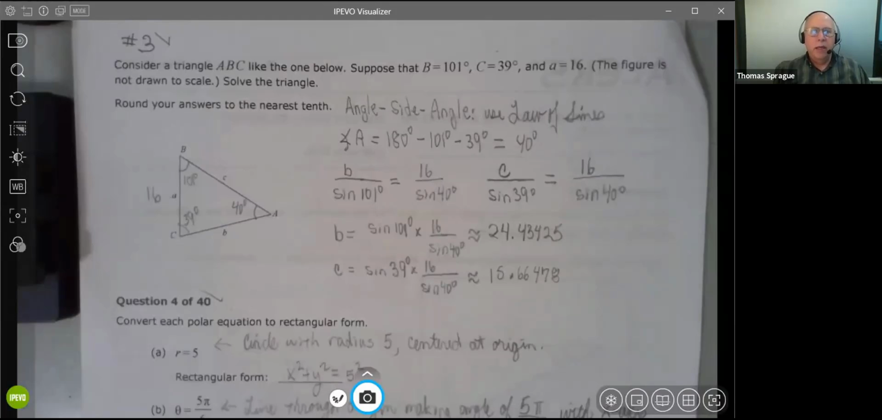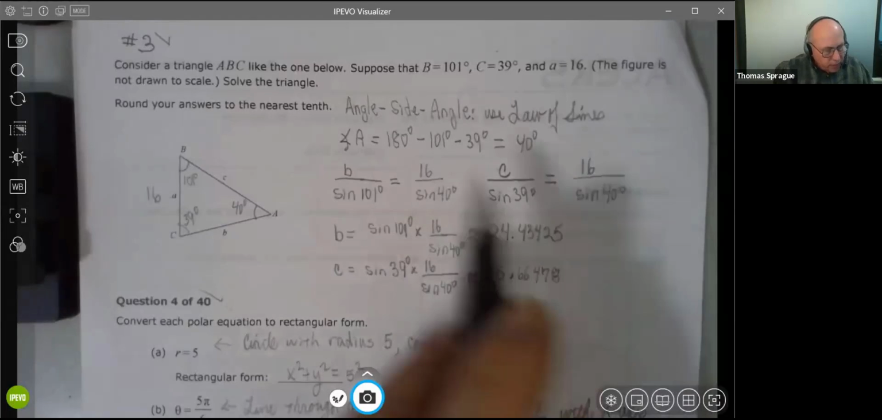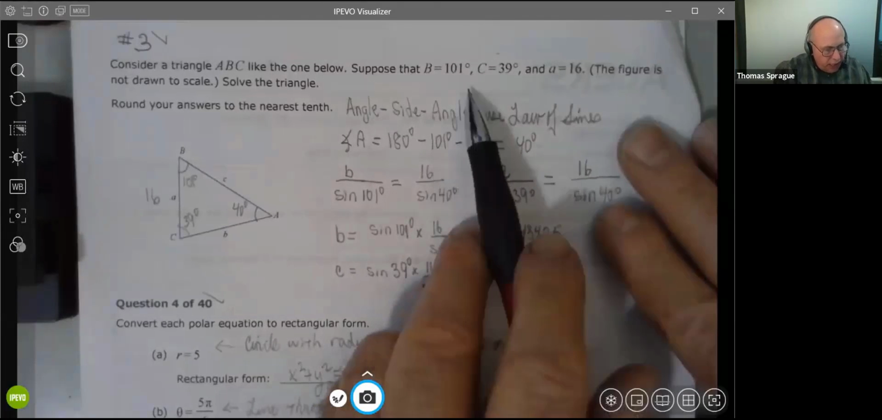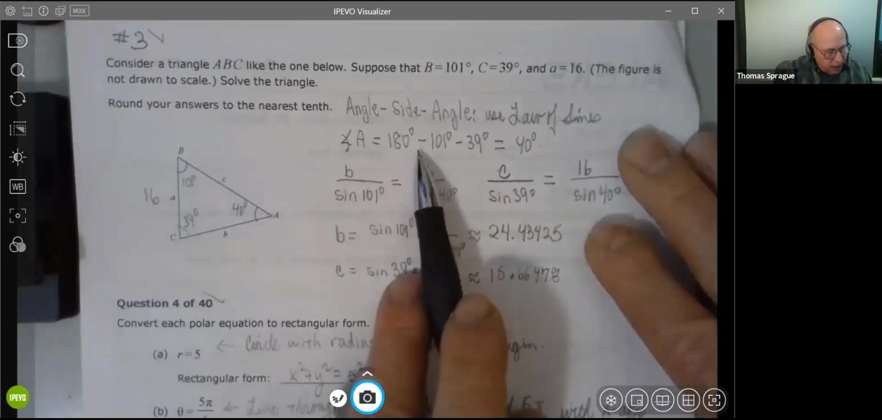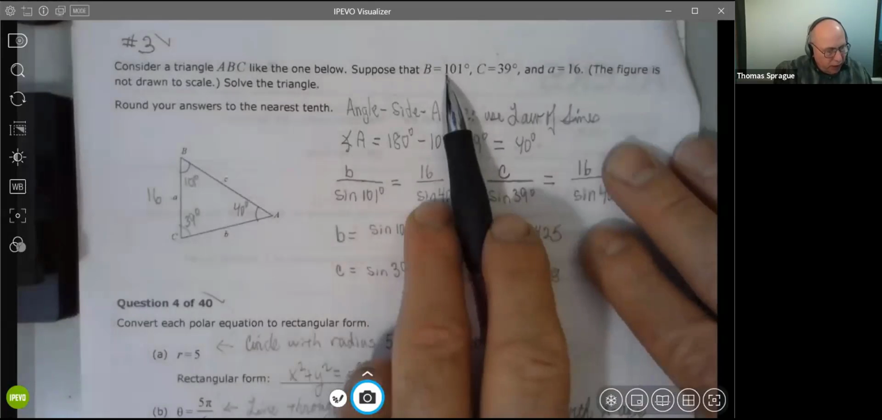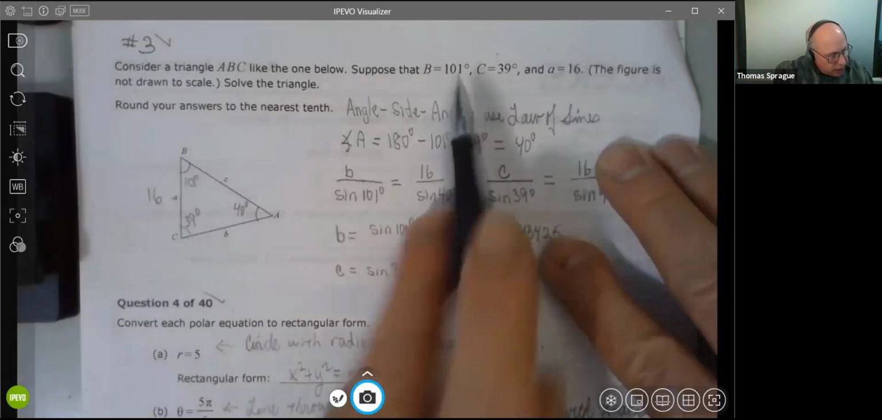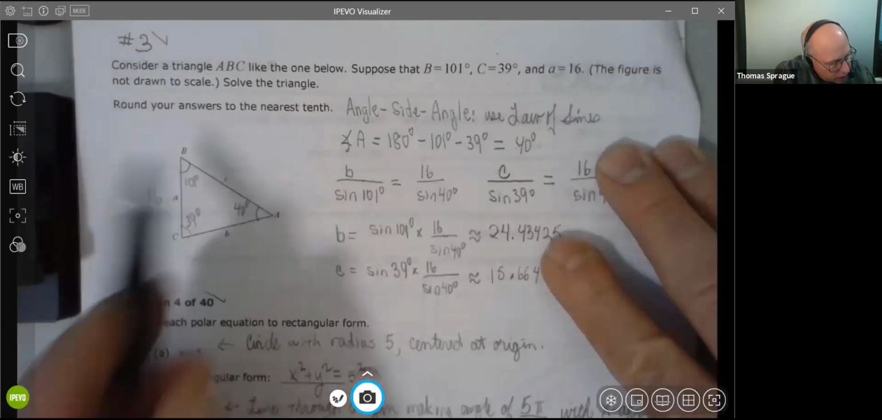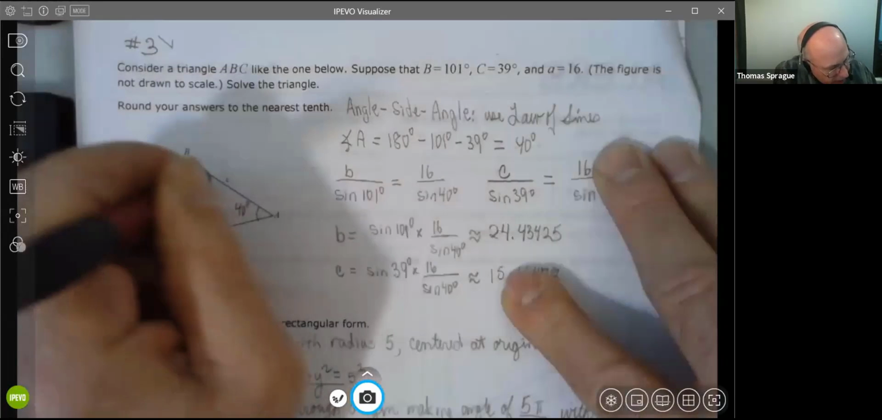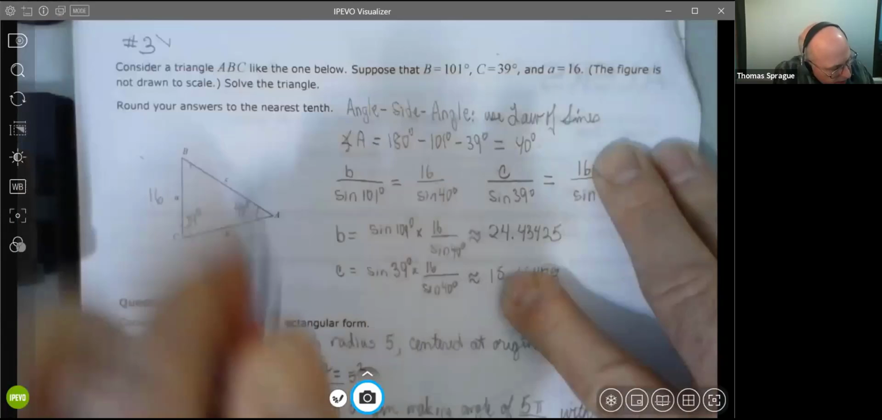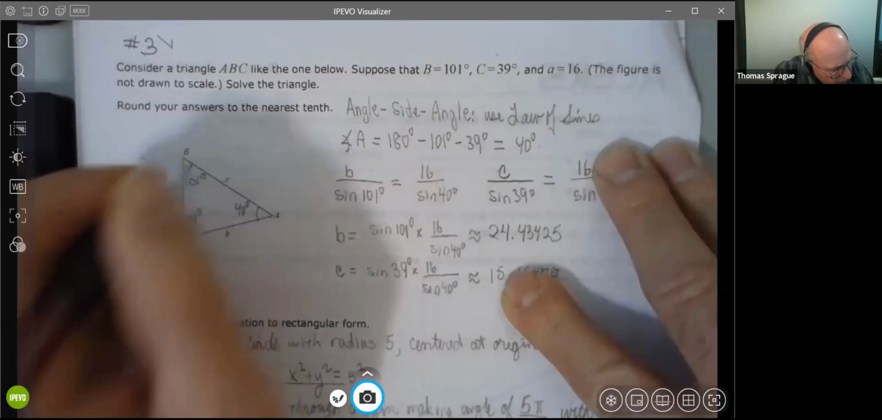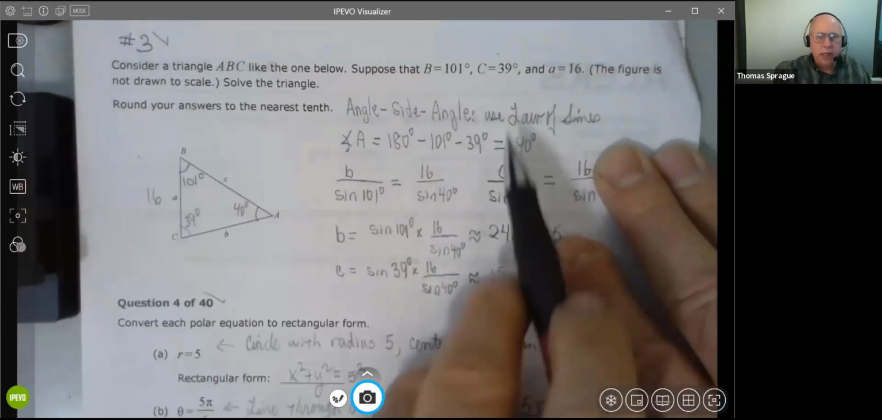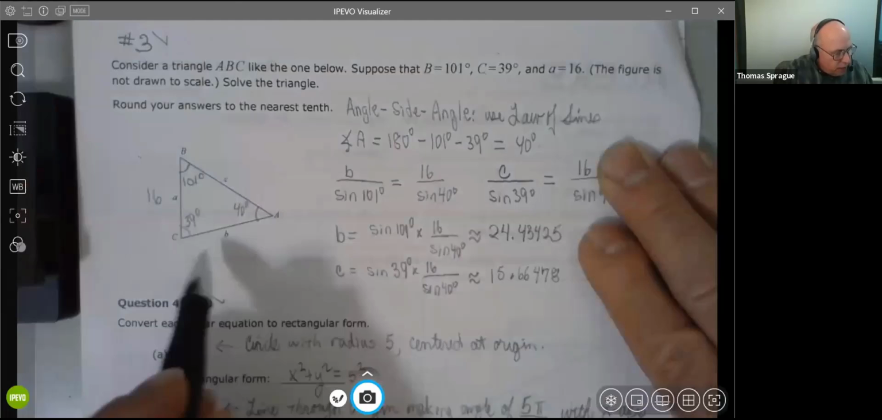All right, next one is this. We're given a triangle. We are given 2 angles and a side. So let's just label this and see where we start from. We're given that angle B, that's this one, is 101 degrees, and we're given angle C is 39 degrees, that's this one.